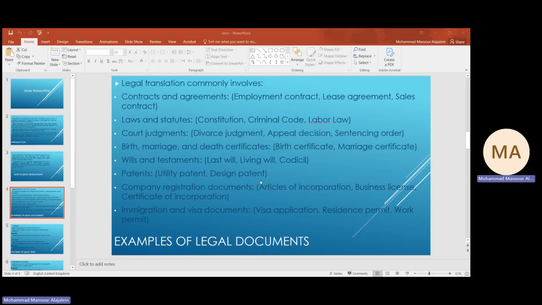Also, we have patents. Patent translations involve both legal and technical terminology, so the translator needs knowledge of both law and the technical field. Also, we have company documents like articles of incorporation, business licenses, and certificates of incorporation. We have also immigration documents like visa applications, residence permits, work permits, and also other types of documents, but here are just some examples of legal documents.